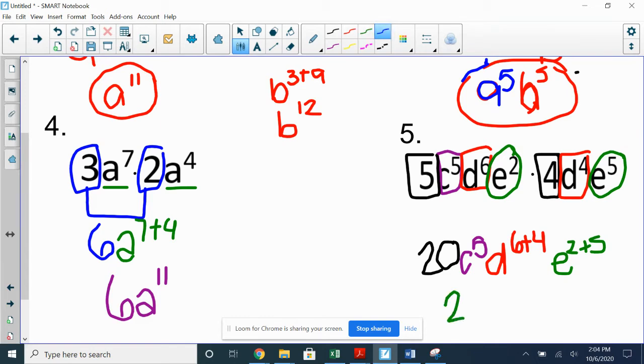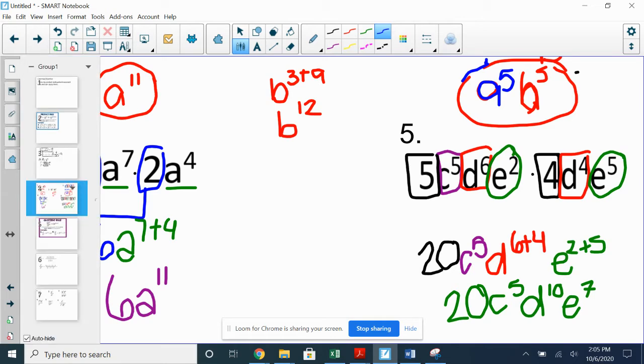I have 20 because my 5 times my 4. C to the 5 stays C to the 5. I have D to the 6 plus 4. Well, 6 plus 4 is 10. And then I have E to the 2 plus 5. So E to the 2 plus 5 is 7. And then I've simplified as much of it as I can.